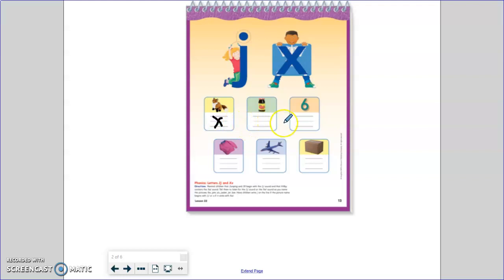Okay. Then we have a jar, which also has jam in it. Do those words have the J sound or the X sound? Listen again. Jar, jam. They have the J sound. What letter should I write? J. J says J.